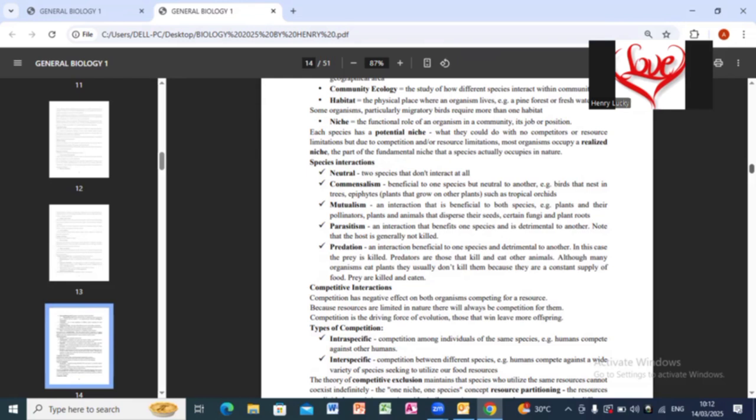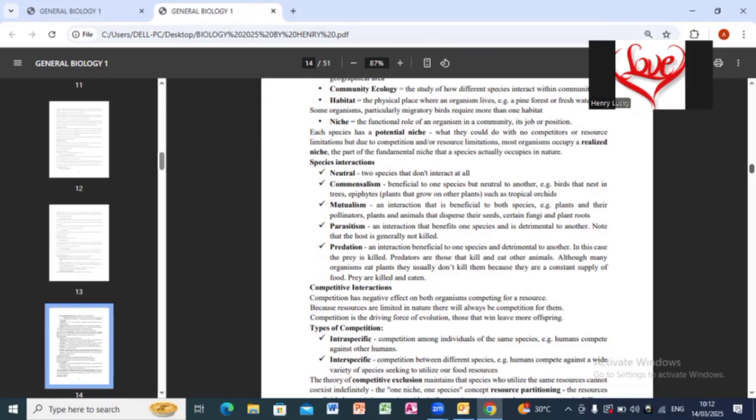Then let's look at types of competitive interaction. But before we talk about the types, because we are talking about ecology and organisms, and we've talked about forms of interaction, there is going to be strife, there is going to be conflict. So competitive interaction has a negative effect on both organisms competing for resources. When there's competition for resources, there's always going to be a form of strife. Which brings us to types of competition.